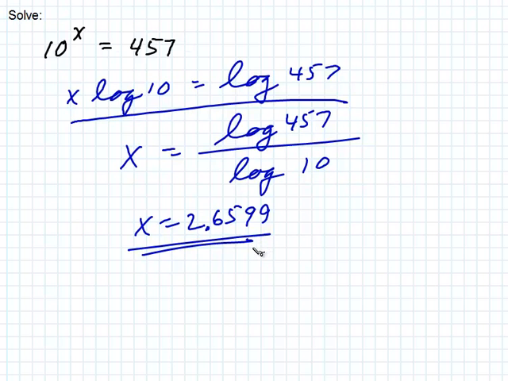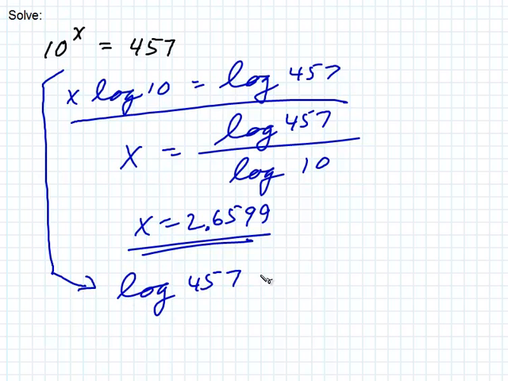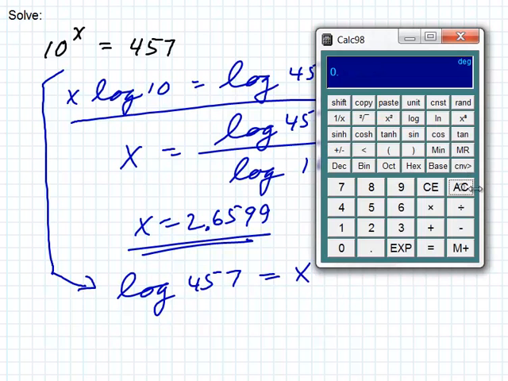Now let's go back and look at our problem again for a second. 10 to the x is equal to this. What is the log of 457? Think of the definition of logarithms. The definition of the log of a number is the power of 10 that'll give you that number. So what is the log of 457? It is simply x. So if you think of it in those terms, I could simply write down in one step the log of 457 is equal to x. Okay, 457, take the log, I get 2.6599.